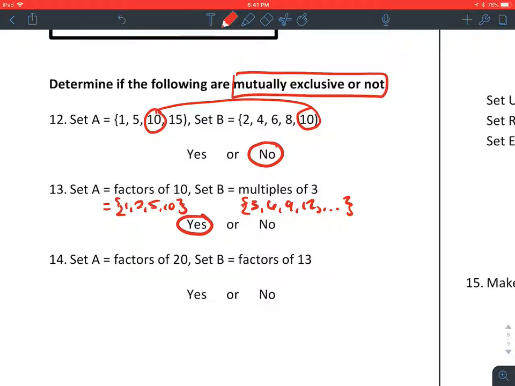Number 14. Set A is the factors of 20. Set B is the factors of 13. Well, guess what factor they have in common? 1 is a factor of both. They are not mutually exclusive.